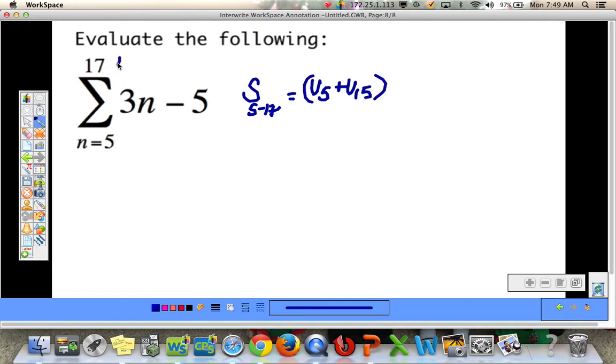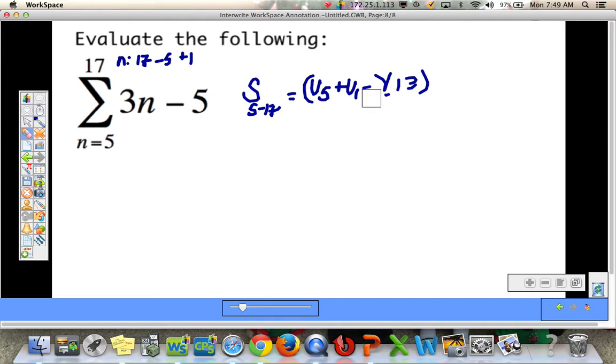And here the number of terms would be 17 minus 5, but then you add 1. So 17 minus 5 is 12. 12 plus 1 is, there's 13 numbers in this from the 5th to the 17th term. Oops, I put 15 here. There should be a 17 here, not 15.